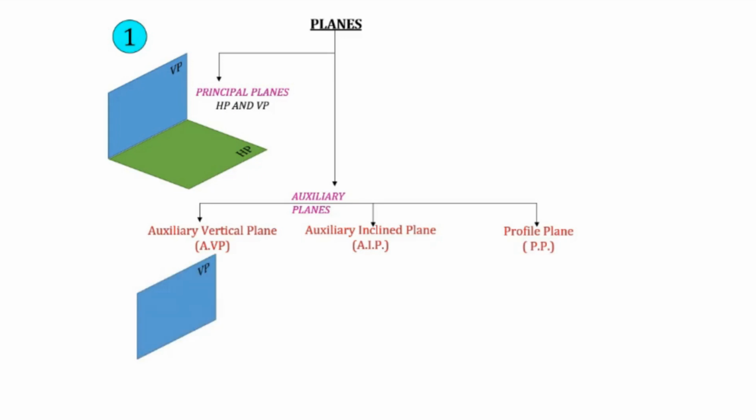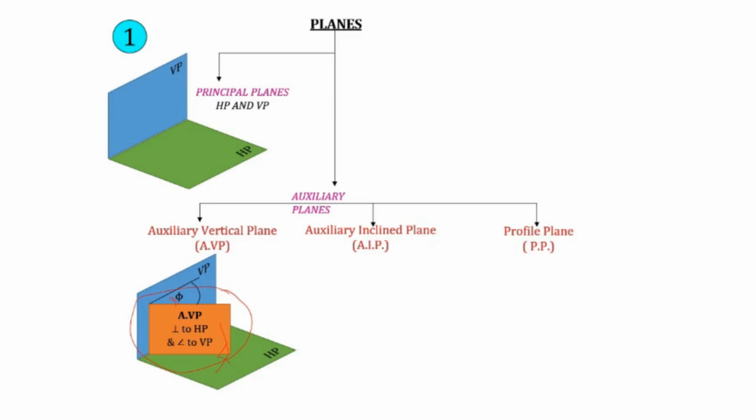So we can see visually. This is HP and this is VP, and this particular plane is an auxiliary vertical plane. It makes an angle of 90 degrees here. The angle between these two is 90 degrees, but here the angle is not 90 degrees. See, some angle is there. That is phi.